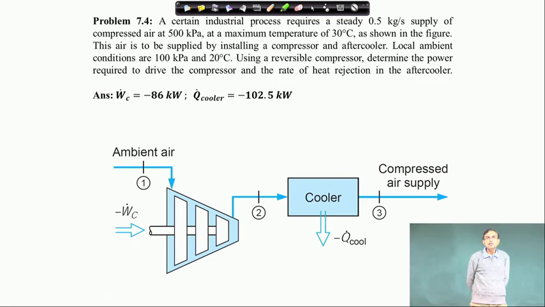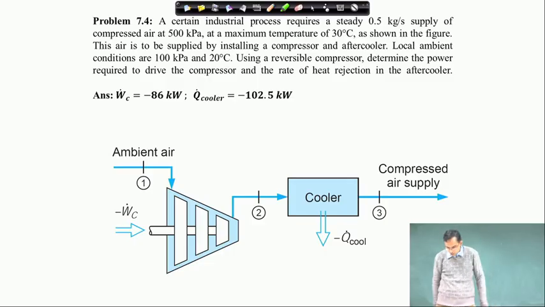A certain industrial process requires a steady 0.5 kg per second supply of compressed air at 500 kilopascal at a maximum temperature of 30 degree centigrade, as shown in the figure. This air is to be supplied by installing a compressor and aftercooler. Local ambient conditions are 100 kilopascal and 20 degree centigrade. Using a reversible compressor, determine the power required to drive the compressor and rate of heat rejection in the aftercooler.